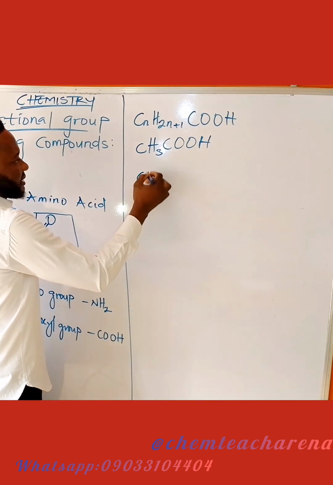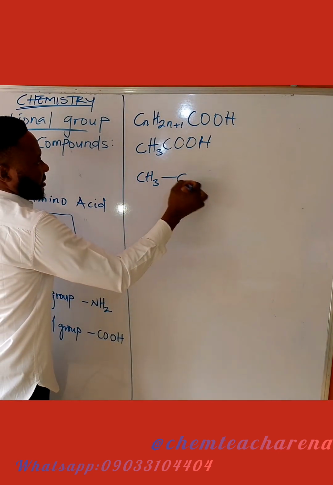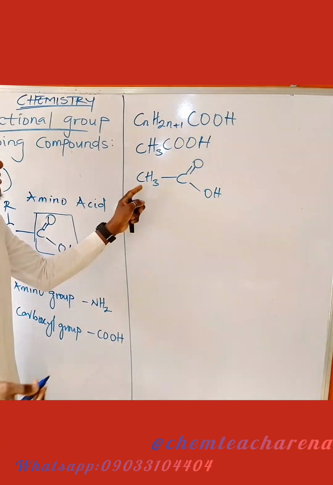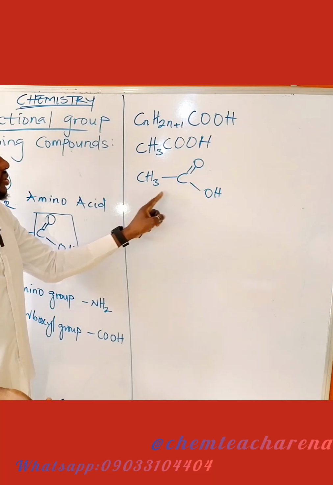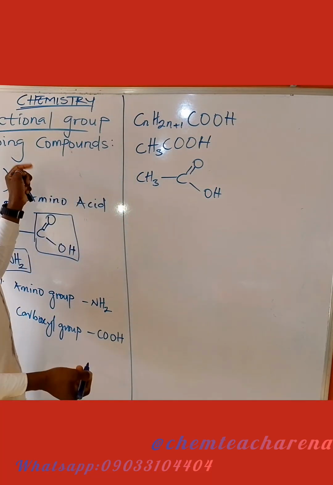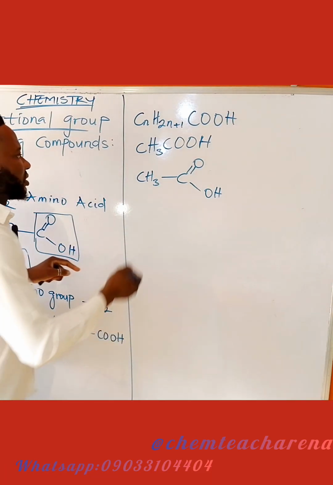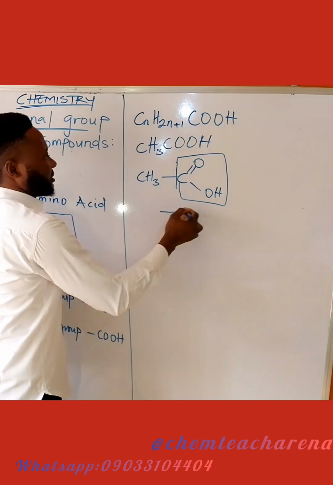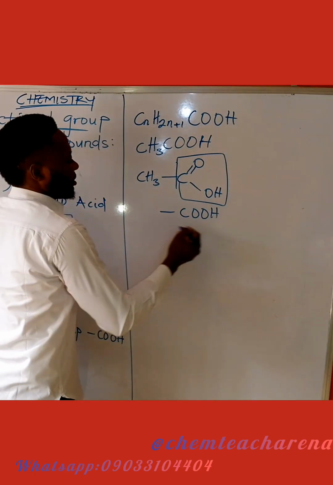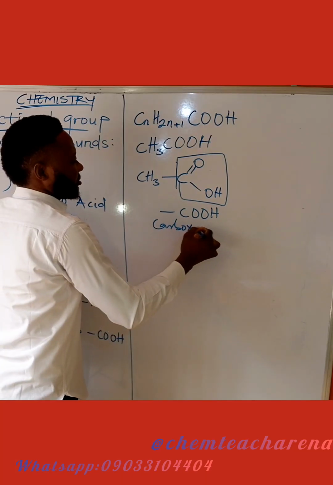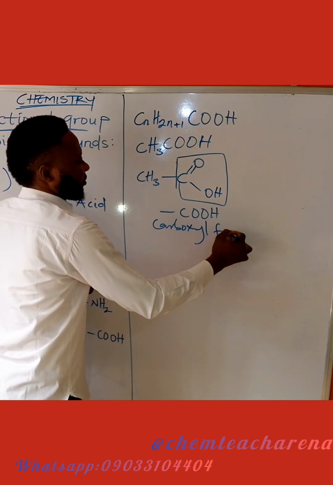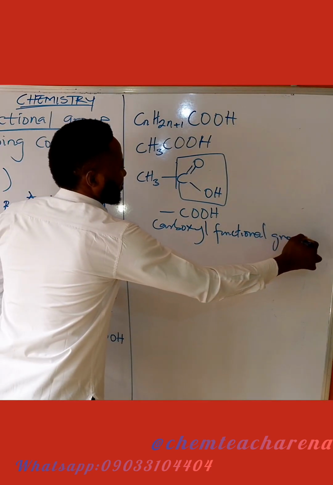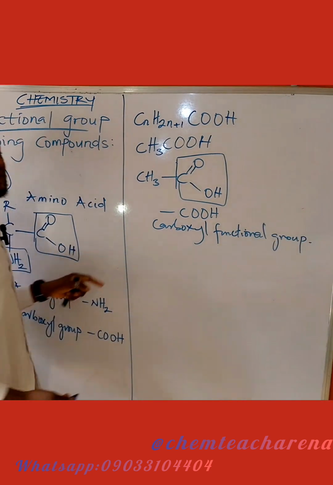So what do I do here now? I have to rewrite this. This structure and this structure are the same thing. They are asking me what the functional group in this compound is. The functional group is this place. This is COOH, which is the carboxyl functional group. That is the answer to that one. Are we good now?